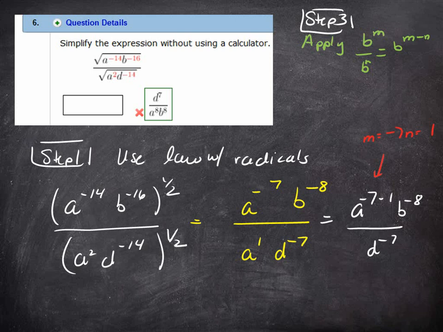So in this case, just in case you're looking at the notes later on, that m would be minus 7 and the n would be 1, and I'm putting it into that formula.